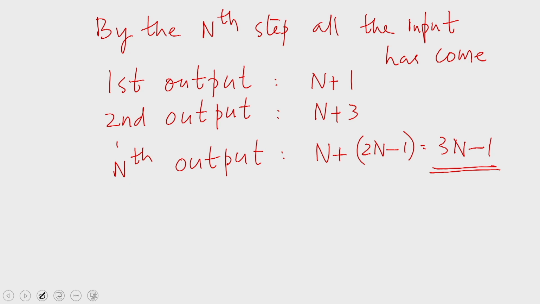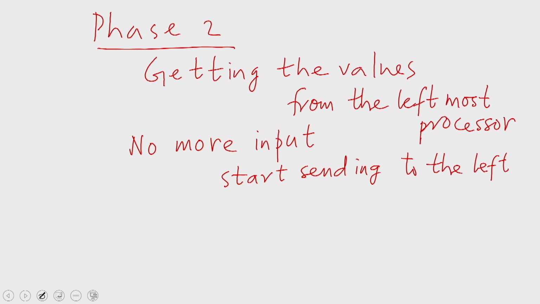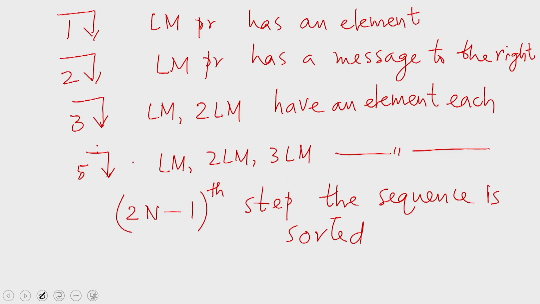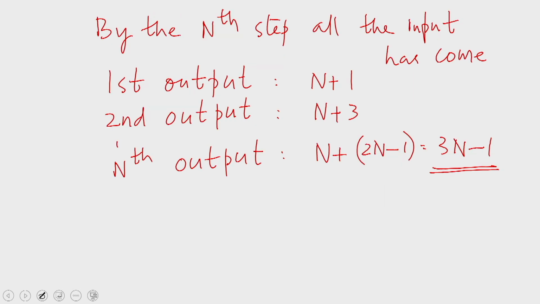So, here you should see that the elements will get sorted only by the 2n minus first step, but many outputs would already be received by that step. The output will start coming out from the n plus first step. Therefore, the time complexity of the algorithm is 3n minus 1. The algorithm uses n processors, a linear array of n processors, and runs in 3n minus 1 steps.